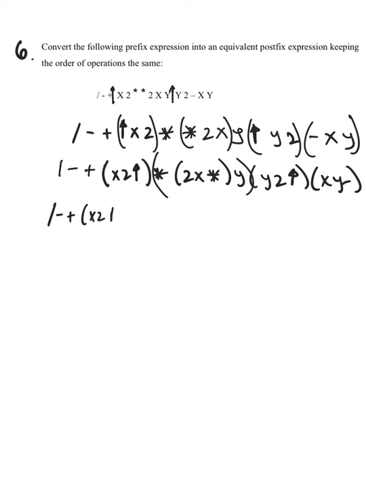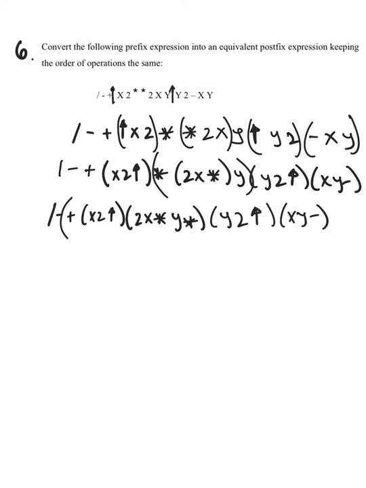So let's rewrite again. We're going to keep doing this until we get a more simplified form, and it's completely in postfix. So this becomes 2x star y, and then a star. And then y2 arrow, and then xy minus. Then you do that again, and now it's the plus sign in the first two terms. So I'm going to rewrite that with the plus sign after the 2x star y star term. And then drop down the rest of the unchanged terms, and that becomes y2 arrow xy minus.